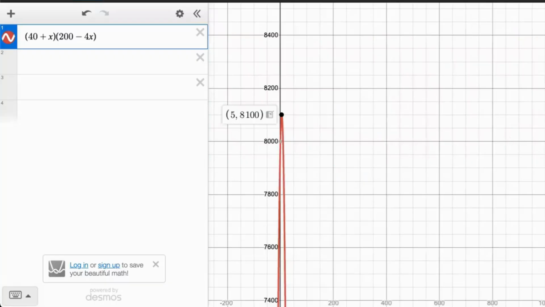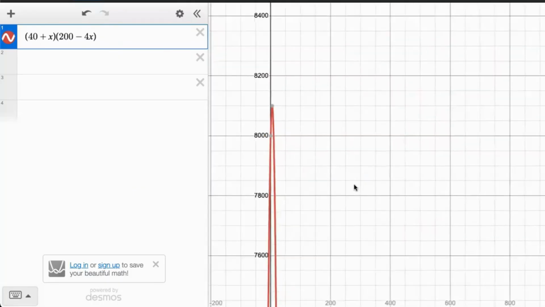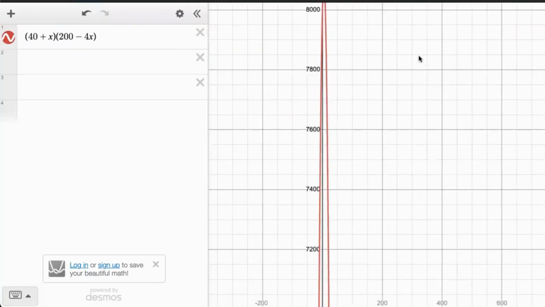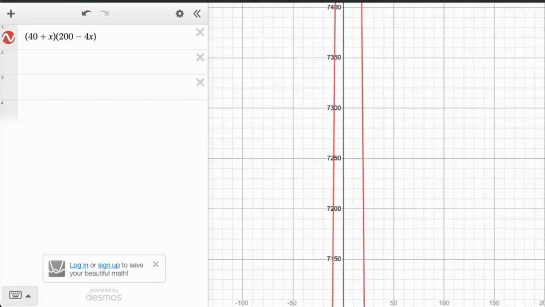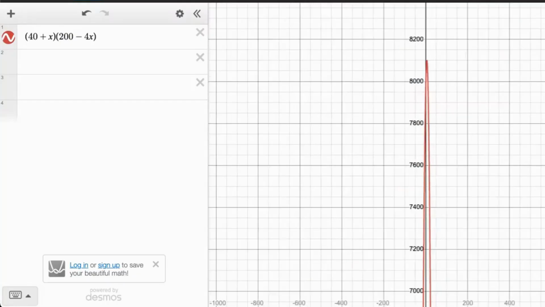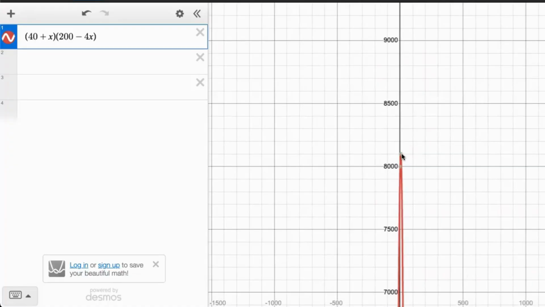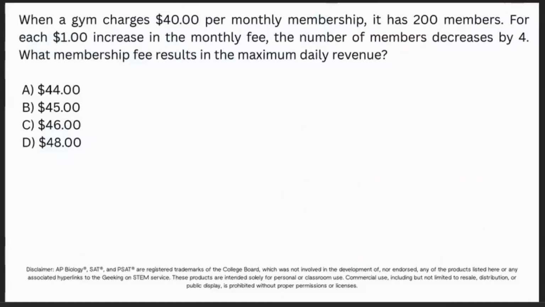If I look at Desmos here, I see that I have my 40 plus x and 200 minus 4x. So I plugged it in. I didn't go ahead and FOIL it or anything like that. I just plopped it in here ahead of time. And I zoomed out. When you first see it, it's not going to be all the way this way. You're going to have to zoom out a lot and see where your x coordinate is, and you will see it's increasing by 5. Remember that I said x is the value increased by 1.